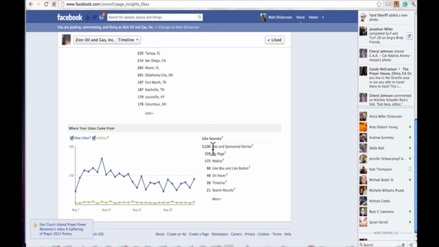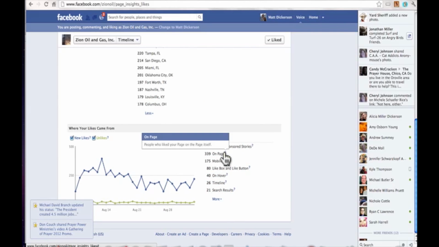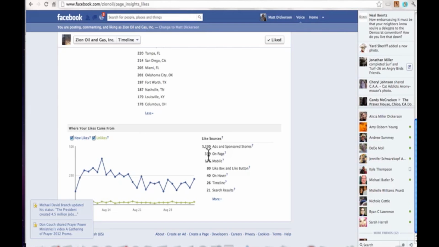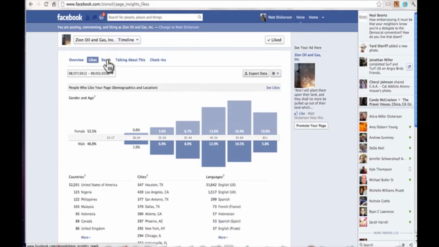Basically what this says is we're doing ads, okay? So you can see that a lot of fans came from ads. On page is, these are people that came on your page and they liked it after they came on your page. These are people that liked this from their mobile phone. And so forth and so on. So this can be really good information, again, depending on what marketing information you're looking for.